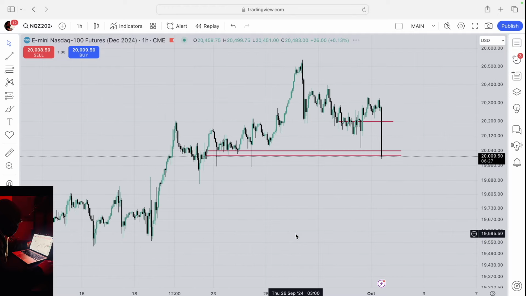So, once we do engage all the sell stops down here, let me actually go ahead and map it out.